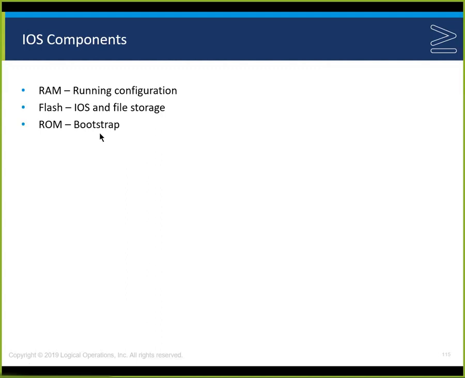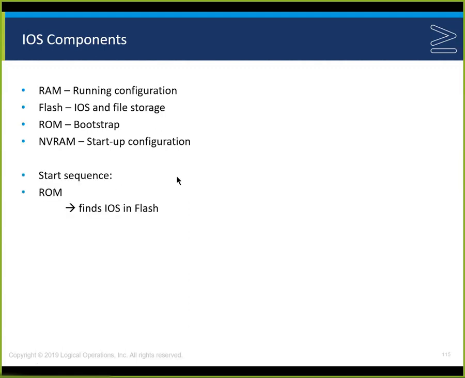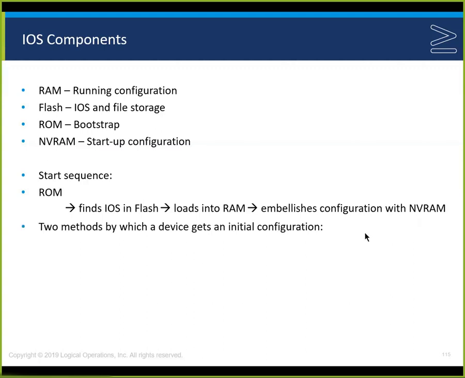ROM has the bootstrap, just like in a computer that you've done in A+. We're going to have a bootstrap, which is the basic commands that are going to get the system going into the boot process. Non-volatile RAM is where the startup configuration file is. The start sequence would go ROM, finds the iOS, the operating system, in Flash, loads it into RAM, then looks to see if there is a configuration in NVRAM, non-volatile RAM, and if there is, it will load it. Two ways to get started.